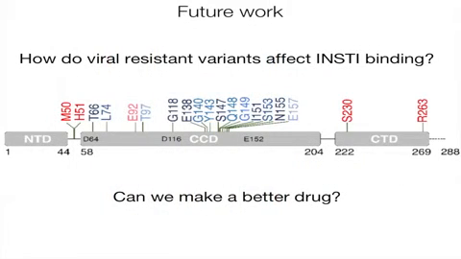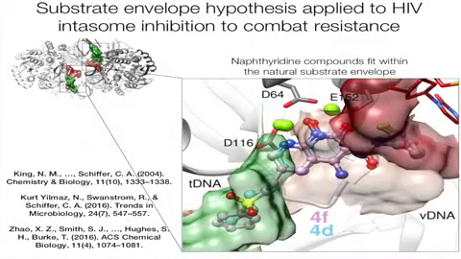In the future, what we want to do is understand how resistant variants affect INSTI binding. We want to decipher the atomic mechanisms that are involved in this process, and we want to use the cryo-EM pipeline for the purposes of drug design. So we believe that with structural biology, computational chemistry, medicinal chemistry, we can potentially make a dent in this area. I just want to finish up with this last slide. This slide describes the strategy that we are planning to take to achieve this goal.